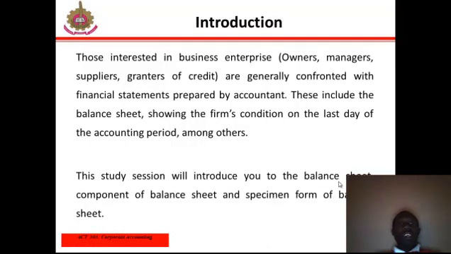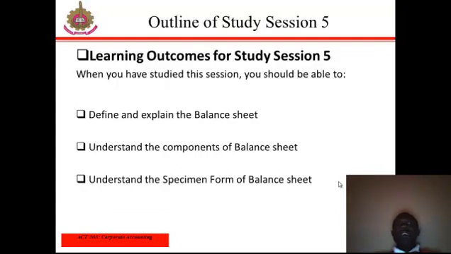Introduction. Those interested in business enterprise, that is owners, managers, suppliers, grantors of credit, are generally confronted with financial statements prepared by accountants. These include a balance sheet showing the firm's condition on the last day of the accounting period, among others. So this study session will introduce you to the balance sheet, components of the balance sheet, and specimen form of balance sheet.